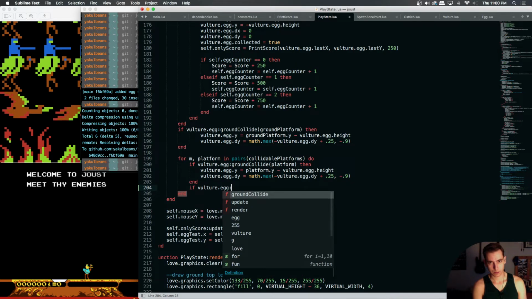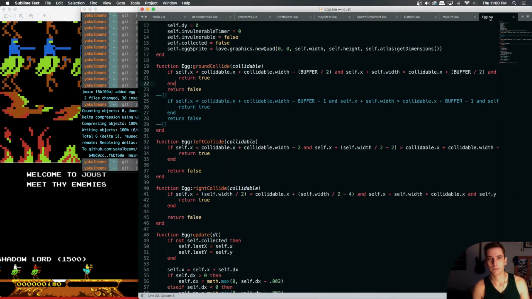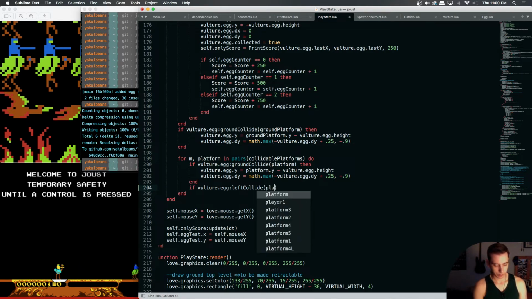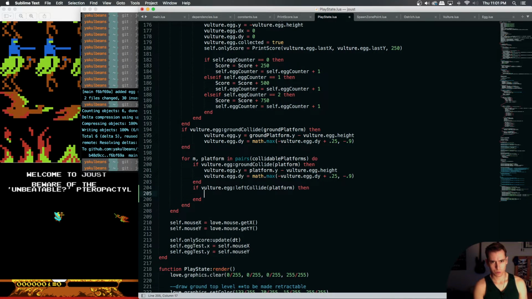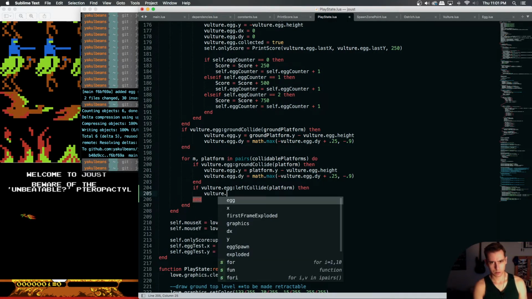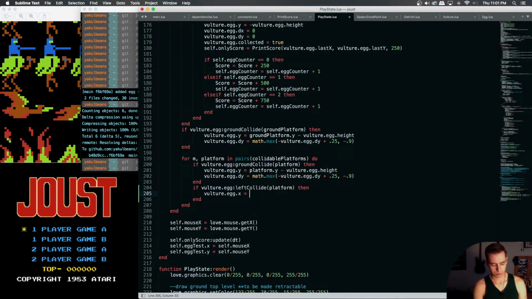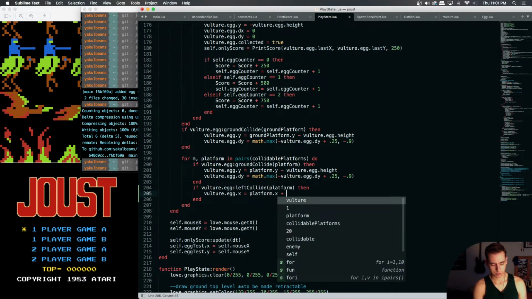And then we could say if our vulture dot egg, oops, left collides. Is it just collide? What is it? Left collide, ground collide, left collide with any given platform, then we need to move our vulture's egg instantiation's x to be equal to the said platform's x plus its width.